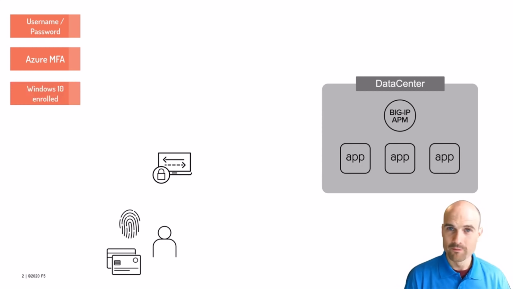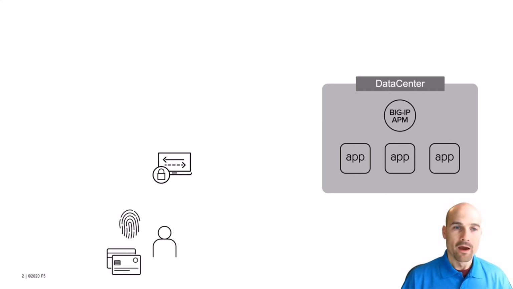I have a laptop enrolled in Intune, and this device at the moment is compliant, and we will check why the device is compliant. On the right side, here we have an APM, an SSL VPN gateway. I only want to grant access to the internal resources if the device is compliant and if the user passes the two-factor authentication.